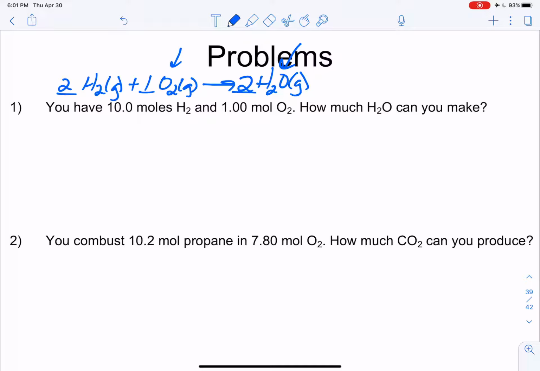All right, so we had to do that little bit of work before we started with any numerical givens. Now it says that you have 10 moles of hydrogen and you have 1 mole of oxygen. How much water can you make?